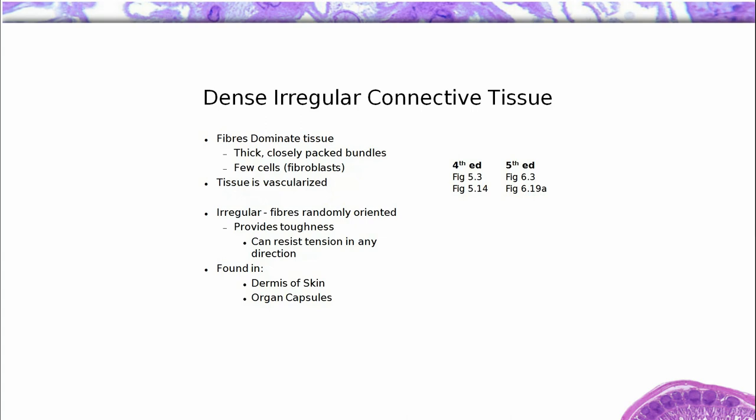Okay, so you can see how the nucleus is going to be very, very small compared to the actual thickness of the fiber. When it comes to regular, dense, regular connective tissue, we again have thick fibers, but they are arranged in a very regular way. So they tend to be arranged all parallel to one another. And the nuclei will tend to be in rows in between these dense, thick fibers. Examples of dense regular connective tissue are tendons and ligaments.